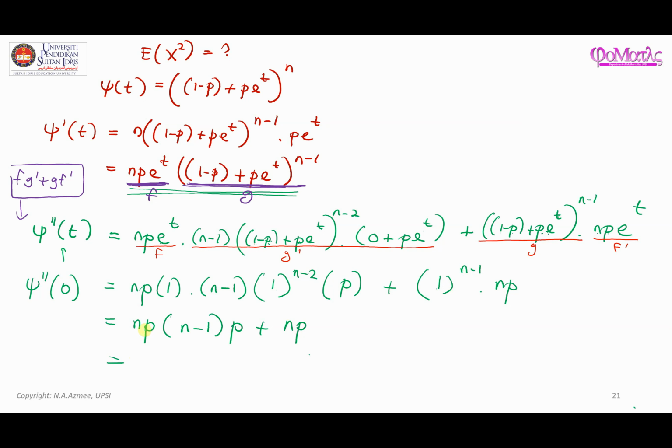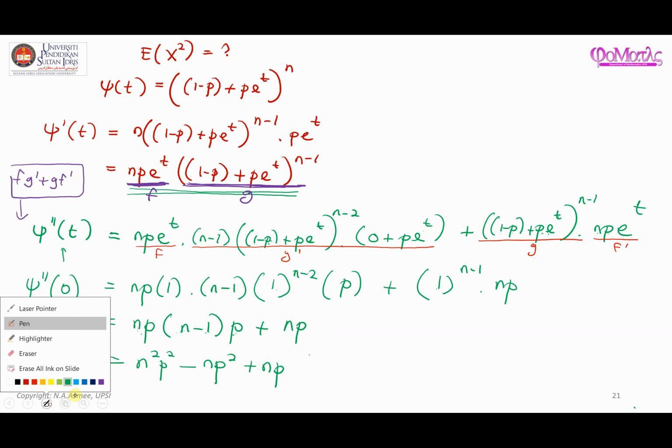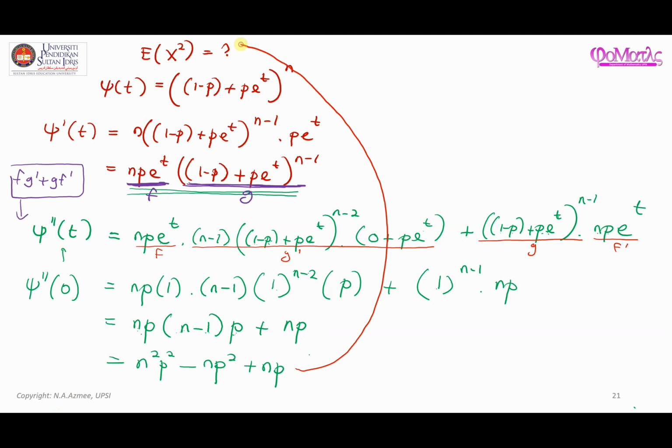Simplify that: np times n gives n squared p, times p gives p squared. So np times n times p is n^2 p^2, minus np squared, since np times negative 1 times p is np^2, plus np. And this is the result of E(X squared).